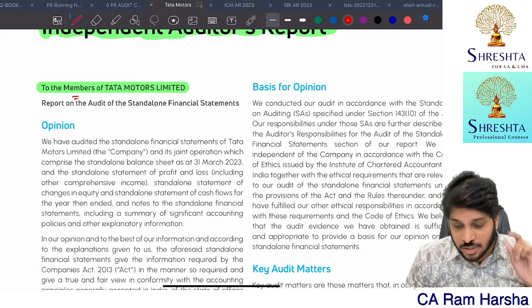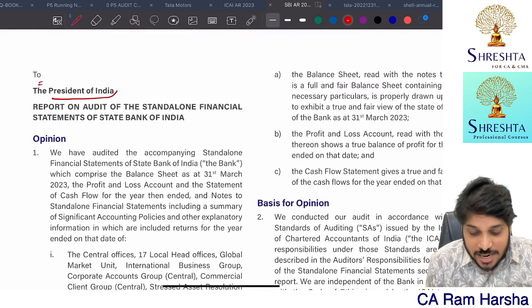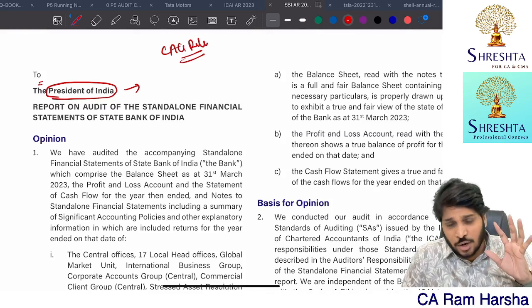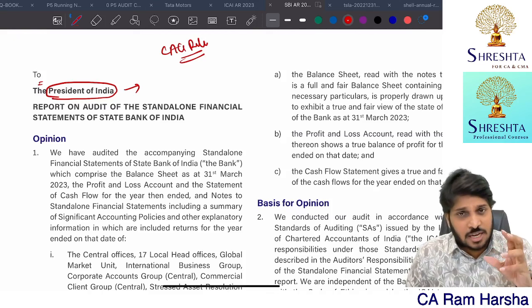And you see State Bank of India, to the President of India. You know, as per C&AG rules, there is a concept called Comptroller and Auditor General, which we will be discussing in the Government Audit chapter. Getting it? We have a chapter called Different Types of Entities. Inside that, one segment is Government Audit. There we will be discussing.